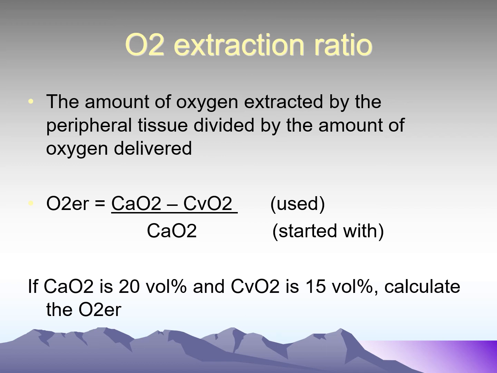So again, remembering that a normal is 25%, which means under normal circumstances, a patient's hemoglobin returns to the venous side about 75% saturated with oxygen.